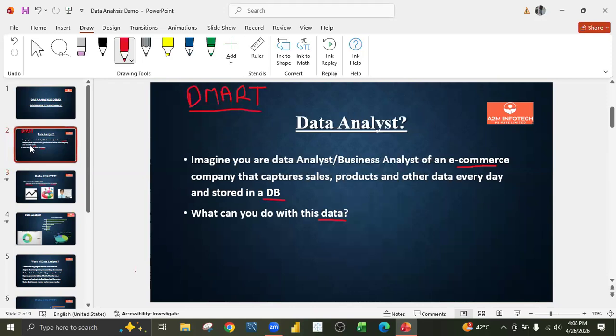So as a data analyst, what is the role? First of all, the data is stored in one particular area, which is called a database. So let's say this is your database. Here the data is stored. What is the first step of a data analyst? You will extract the data. This extraction is done by tools like Power BI, or we can use Python or SQL. Depending on the scenario, you can use Python, SQL, or Power BI, whatever you want.